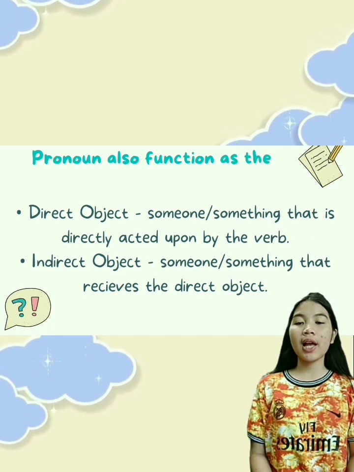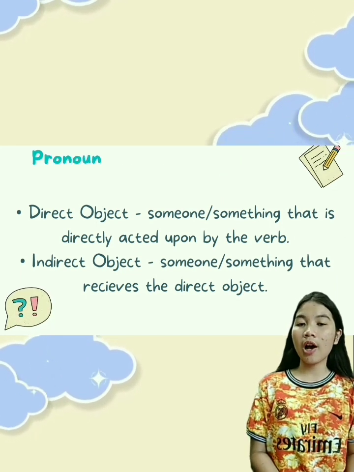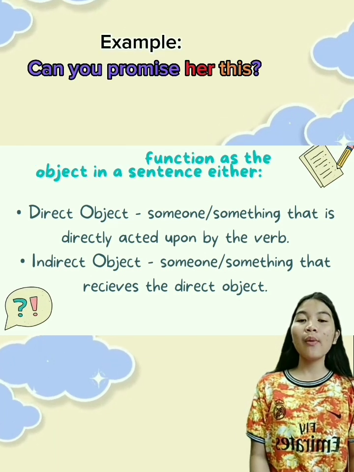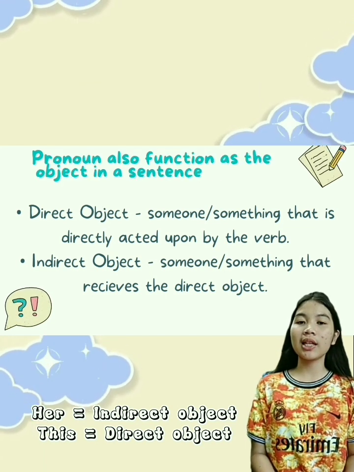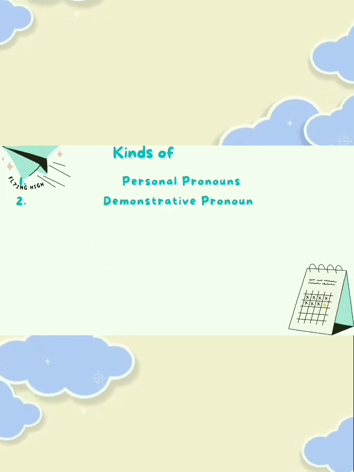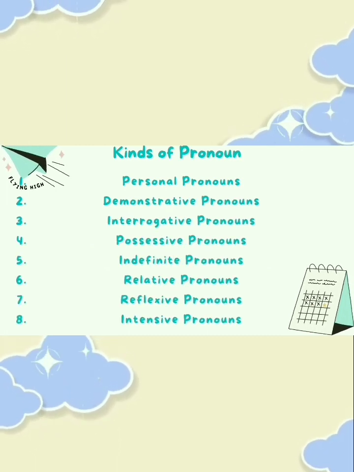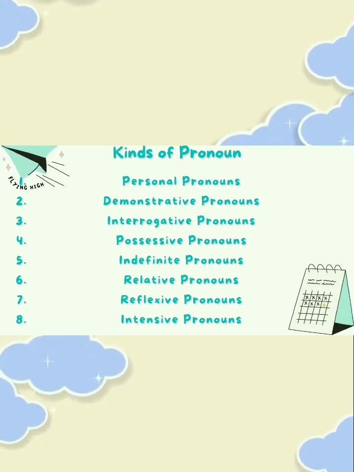Pronouns also function as the object of a sentence, either direct or indirect object. For example, can you promise her this? Our indirect object is the word her, and our direct object is this. Kinds of pronouns: personal, demonstrative, interrogative, possessive, indefinite, relative, reflexive, and intensive pronouns.